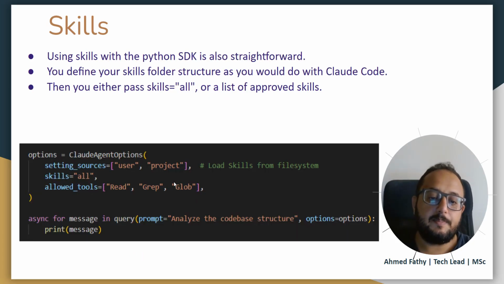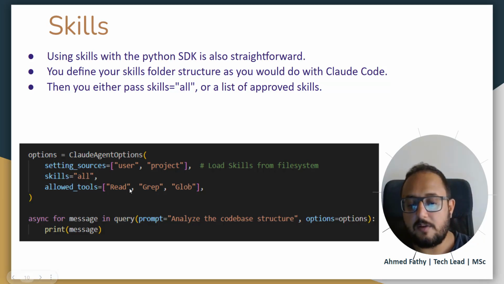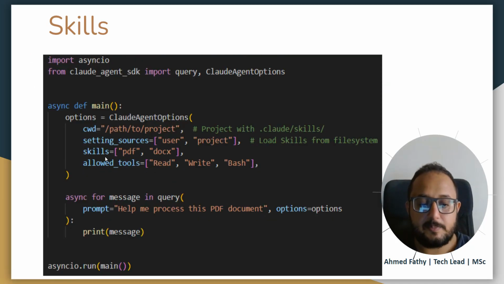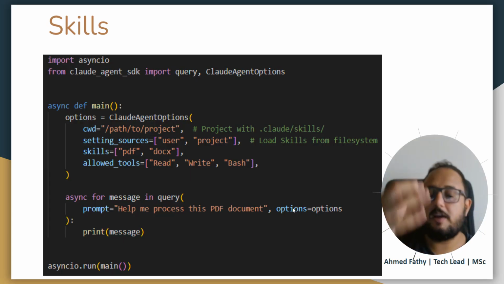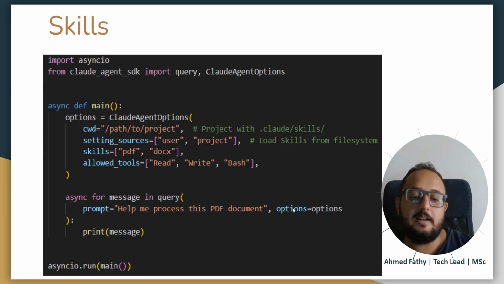So using skills with the Python SDK is also straightforward. You define your skills folder structure as you would do with Claude Code. Then you either pass the parameter skills equals all or a list of approved skills inside Claude agent options. Here we have skills equals all, and you have some allowed tools. But here you can also have specific skills that you allow for a specific query for the Claude Agent SDK. So you can actually have multiple queries, and for every different query you can give access to different skills if you want, similar to the tools, which is nice.